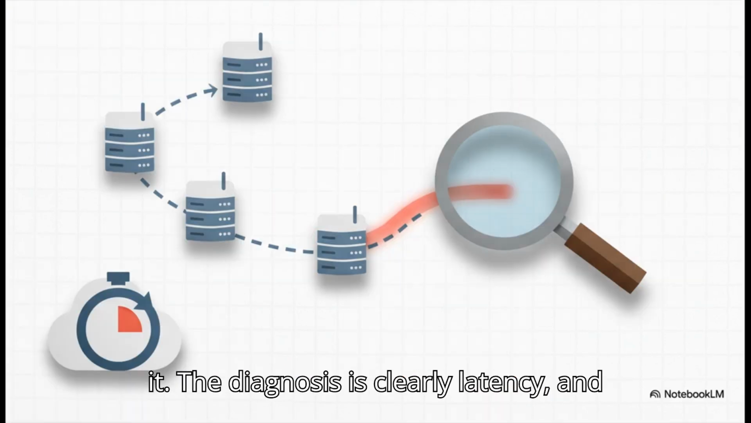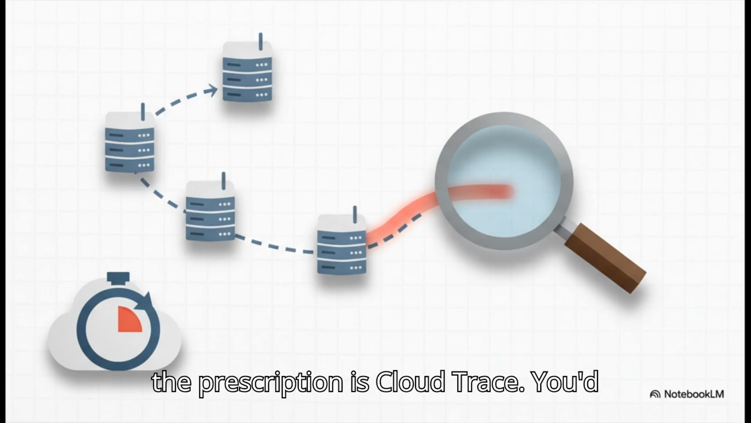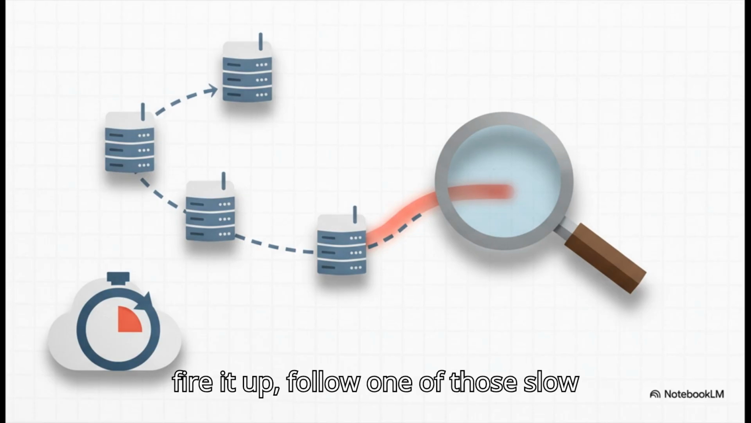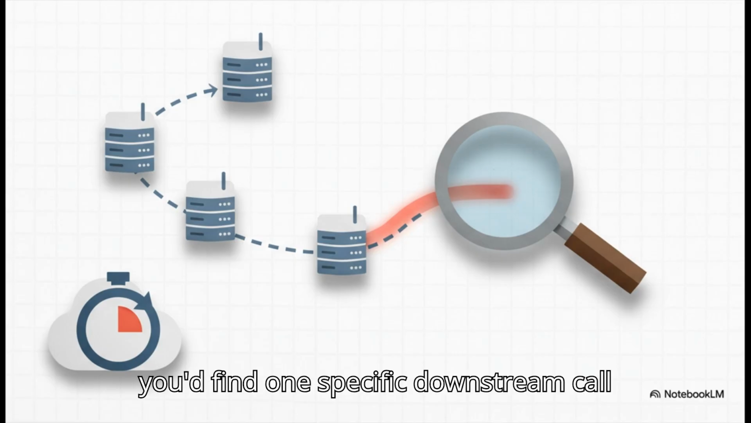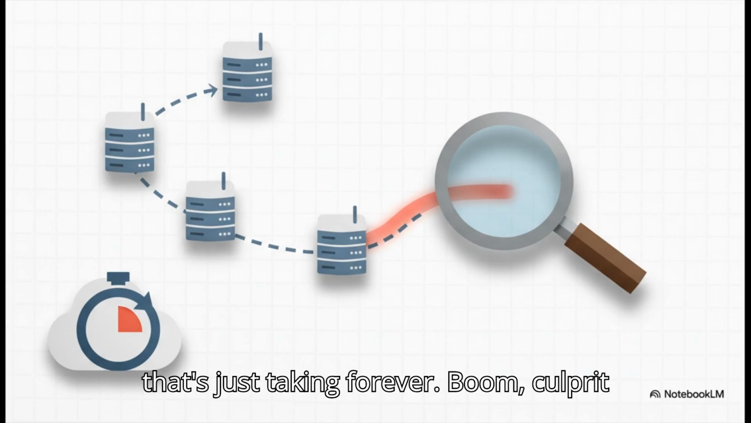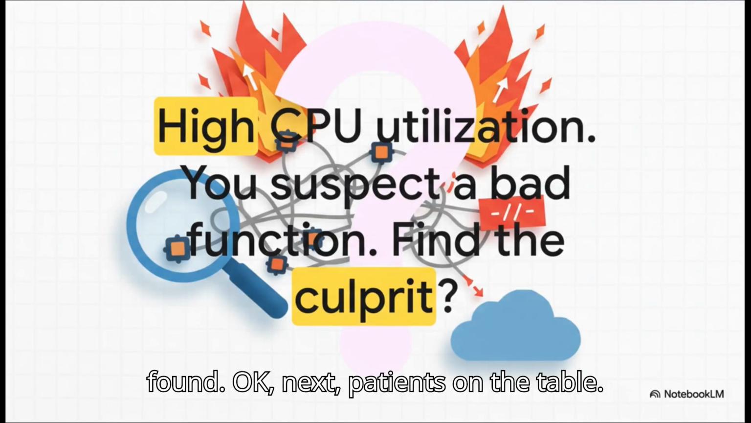Yep, you got it. The diagnosis is clearly latency, and the prescription is Cloud Trace. You'd fire it up, follow one of those slow requests from start to finish, and I bet you'd find one specific downstream call that's just taking forever. Boom, culprit found. Okay, next patient's on the table.